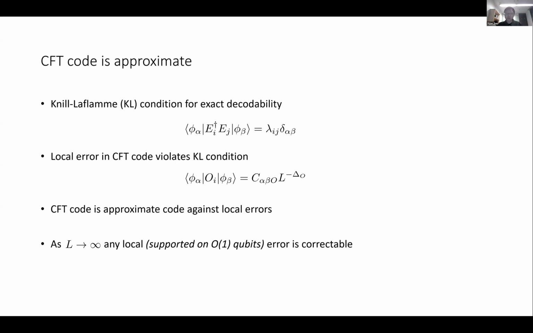Or even if you just take L to be very large, the code is still approximately correctable. It's not like the repetition code, which completely destroyed the state. Okay, so that is one feature of CFT codes.